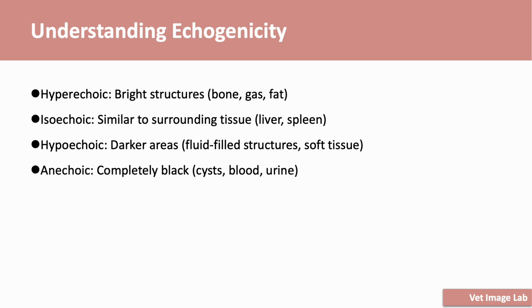Hyperechoic structures, such as bone, gas, and fat, appear bright due to strong reflection. Isoechoic structures have similar echogenicity to their surroundings, blending in with adjacent tissues. Hypoechoic structures appear darker and are often seen in soft tissues. Anechoic structures appear completely black, commonly observed in cysts, blood, and urine.